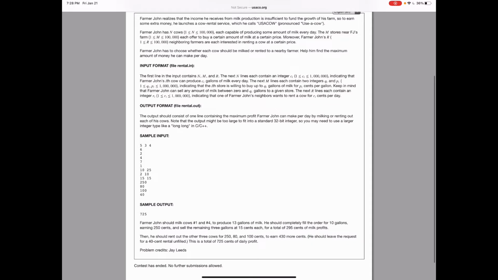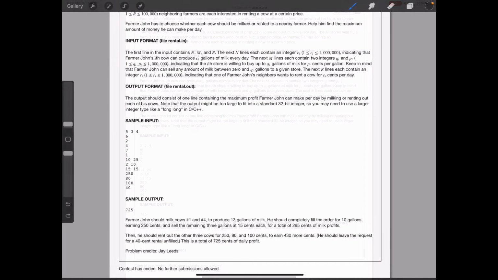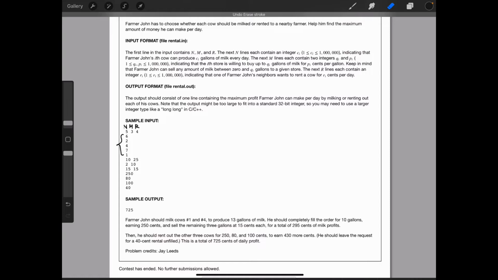So what you have to print out in the end is the maximum amount of cents that Farmer John can make. In order to solve this problem, there are a few things we need to know. This is N, this is M, and this is R. These N lines represent the amount of gallons each cow can make. These next M lines represent how much the stores are willing to pay for milk. And these last lines show how much each cow will be rented for.